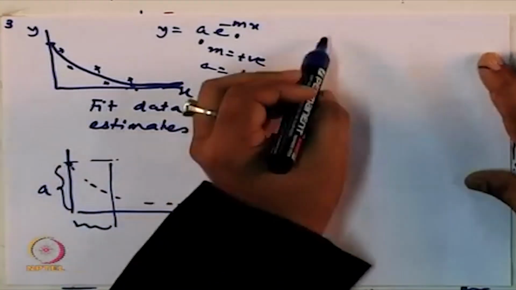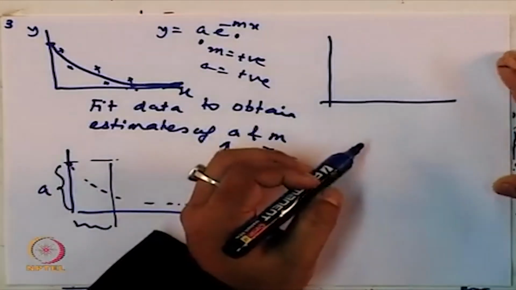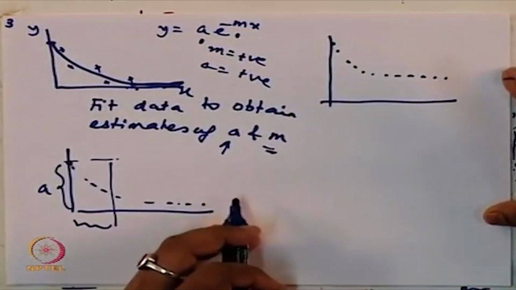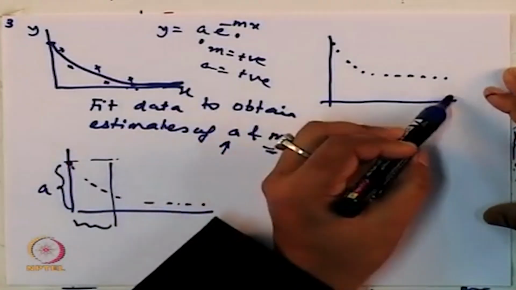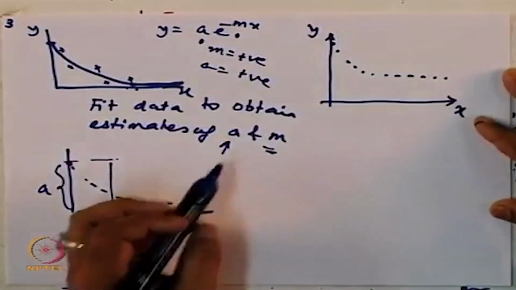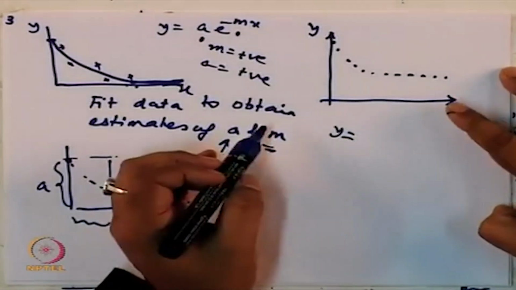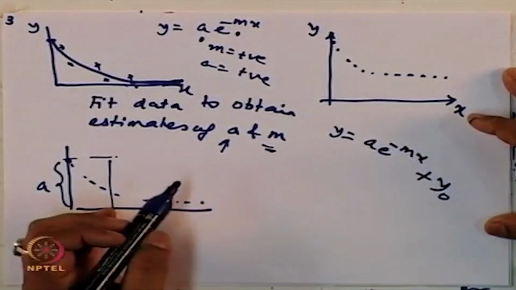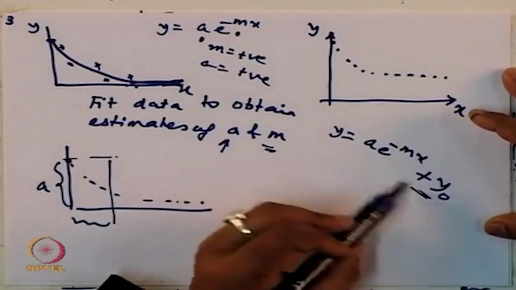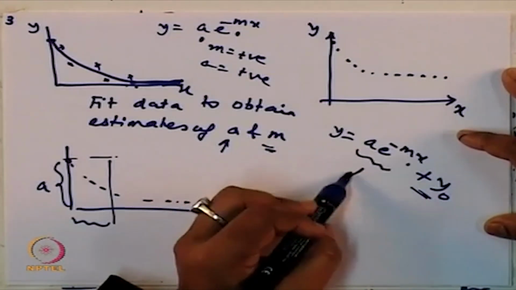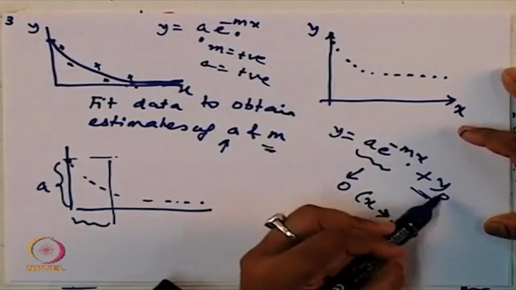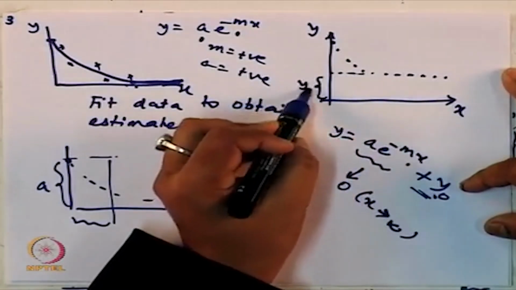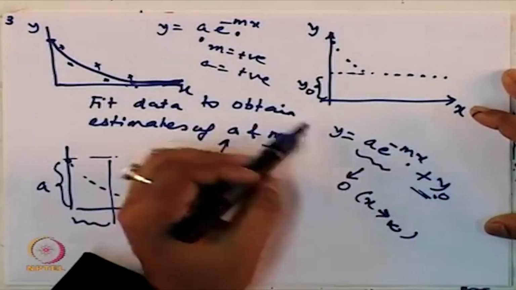Now, let us say how this curve would change. Let us say it starts from a given value and your data plateaus off to some particular value. So, it does not go to 0 as x tends to infinity, but it plateaus off to this particular value. In this case, you will have to modify your equation to fit by writing y is equal to a e to the power minus m x plus some y naught. As you observe, as x tends to infinity, this exponential component will return a value of 0. So, y naught is the plateau value.